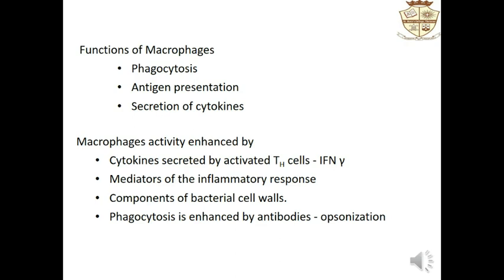The second function is antigen presentation. During antigen presentation, the phagocytosed antigen is digested within the macrophage into peptides. These peptides will associate with class II MHC molecules, and the peptide class II MHC molecule complex will move to and display at the macrophage membrane surface. This processing and presentation of antigen is essential to activate T helper cells, which is further essential for the development of humoral and cell-mediated immune responses.